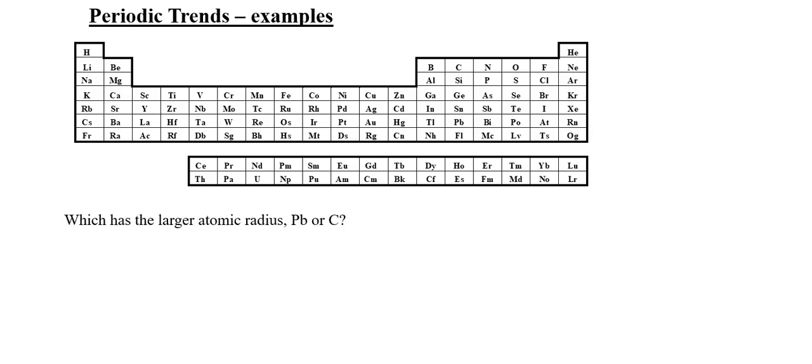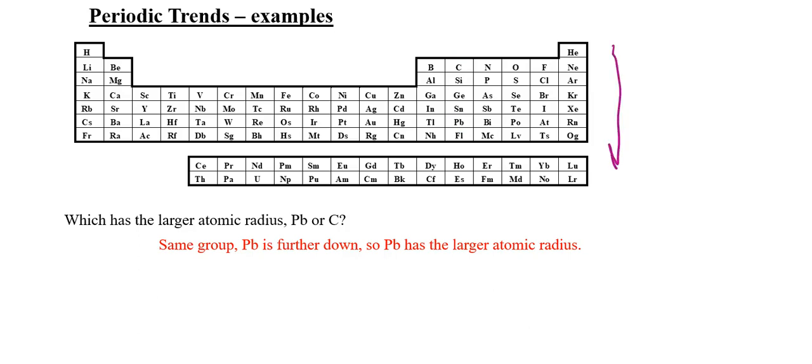Which has a larger atomic radius, lead or carbon? You got Pb down here, carbon up there. You would think lead, well, it's just bigger. It's going to have more energy levels than carbon, and that's true. Okay, it's same group, further down. If you want to apply the trend, what we're saying here is atomic radius increases going down. So that would be carbon up there, Pb down here.